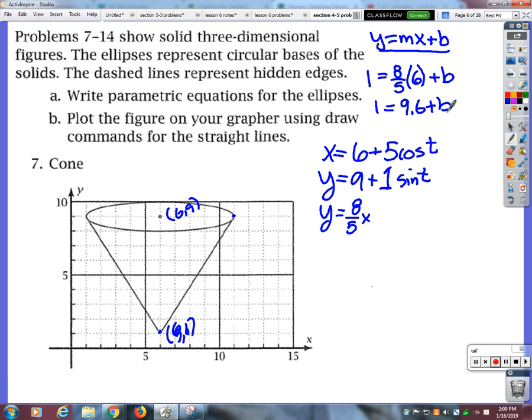So if you subtract 9.6 from both sides, you'll find that the y-intercept is negative 8.6. Okay? And then we have to restrict that from x equals what to what? Because this is only this line right here. 6 to 11. So 6 is less than or equal to x, less than or equal to 11. Do you understand I got the 9.6? Then I just subtracted 9.6 from both sides. So 1 minus 9.6 is negative 8.6.